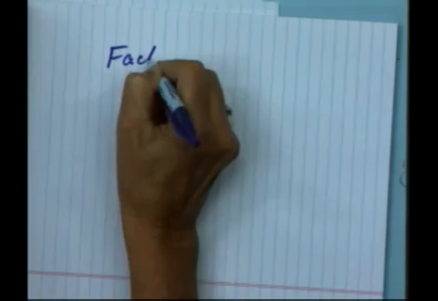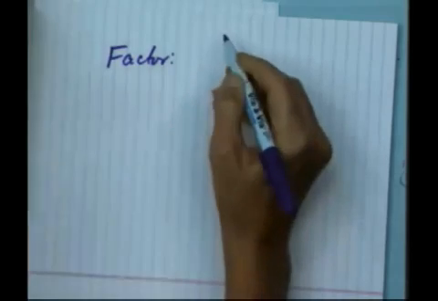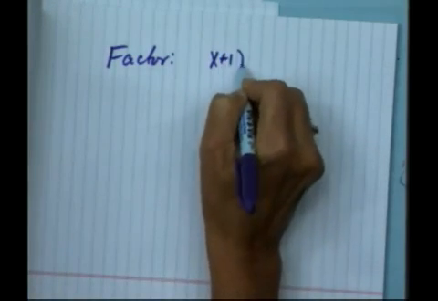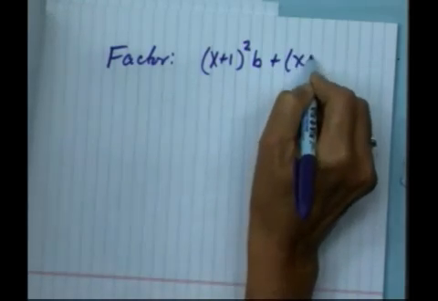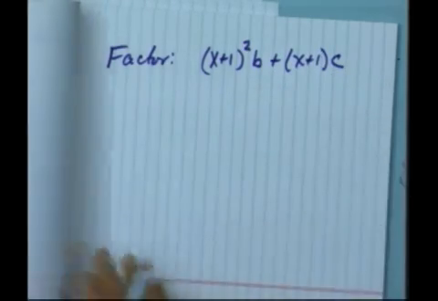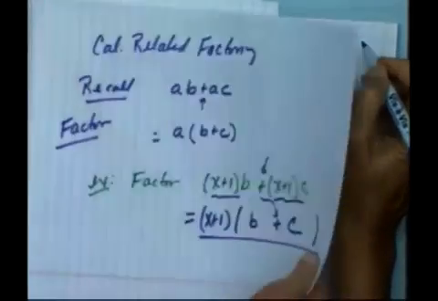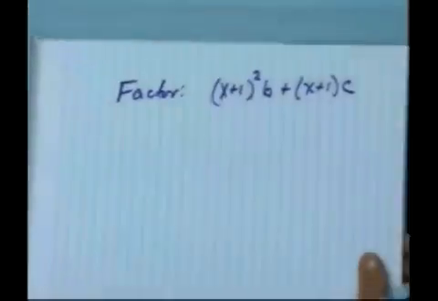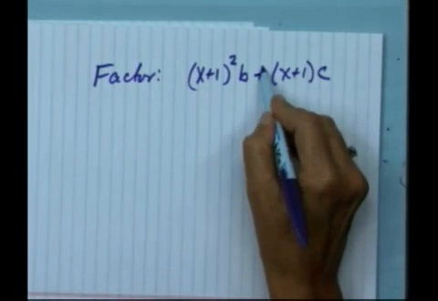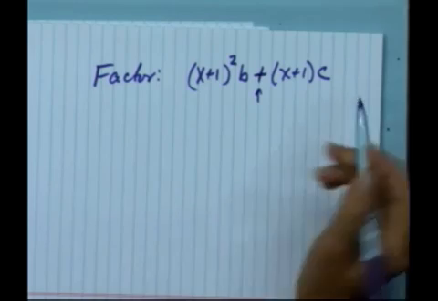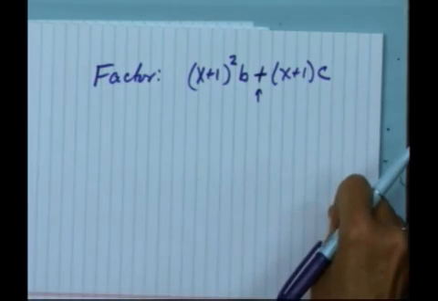Questions yet? All right, the next example. I told you this was fun. Factor. And my example this time is x plus 1 squared times b plus x plus 1 times c. Again, I have two terms because these are separated by that plus. Terms are separated by pluses or minuses.